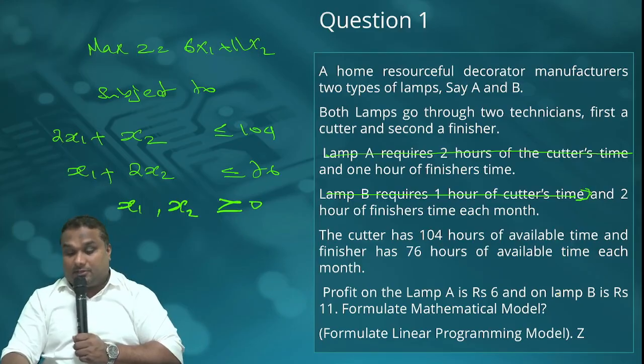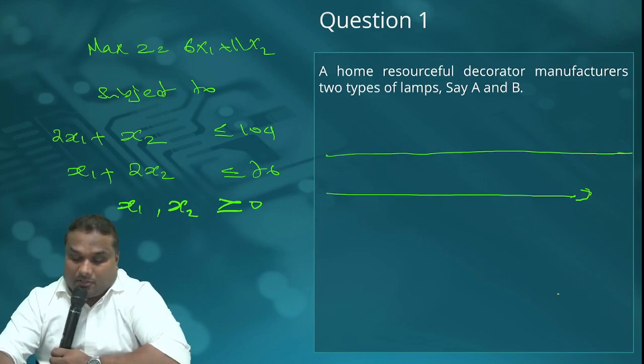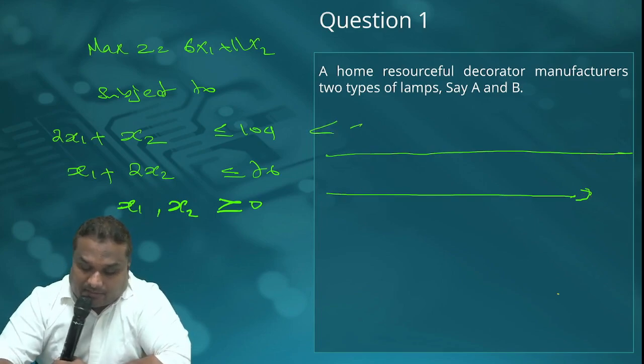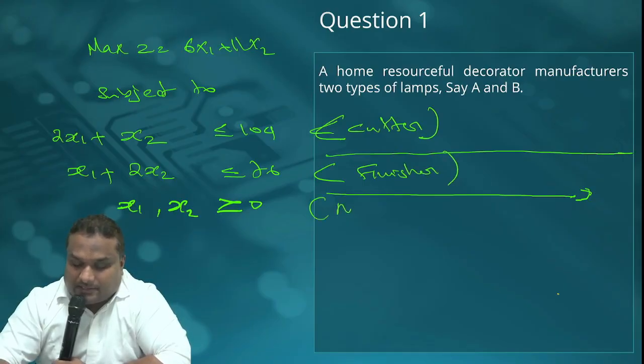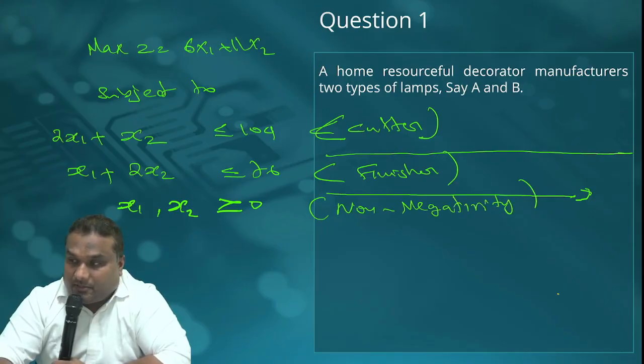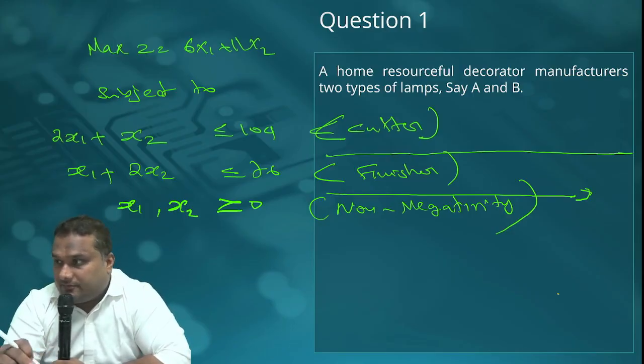Now lastly, x1, x2 greater than or equal to 0. This is called the non-negativity constraint. The first constraint is cutter's time, related to cutter. The second one is related to finisher. The last one is the non-negativity restriction. Why do we write the non-negativity constraint in every linear programming problem? At the end you should write the non-negativity constraint.